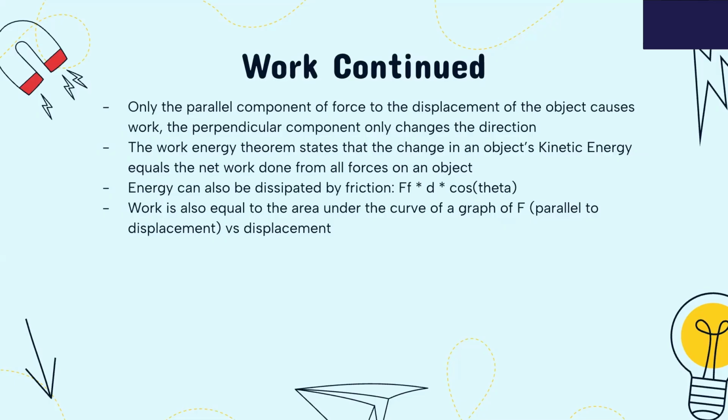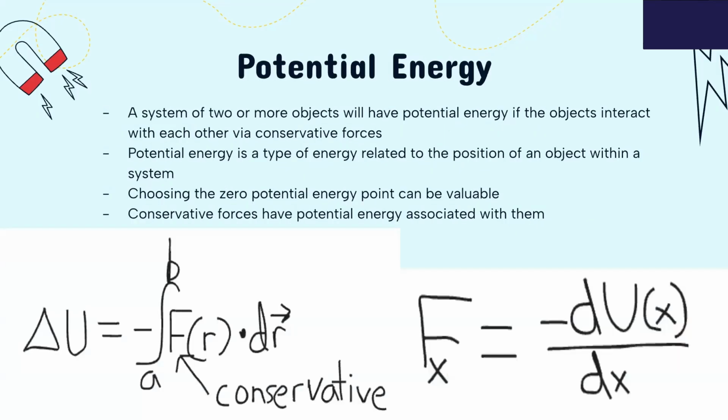That's the net work done, and it's negative, and it's the energy dissipated. Again, because of the work definition on the previous slide, work is also equal to the area under the curve of a graph of the force parallel to displacement versus the displacement, so F cosine theta as a function of displacement.